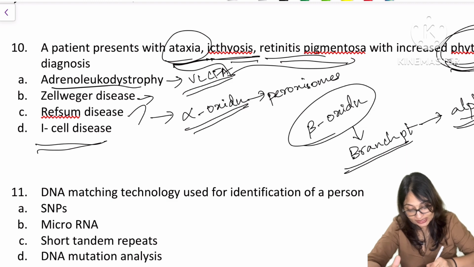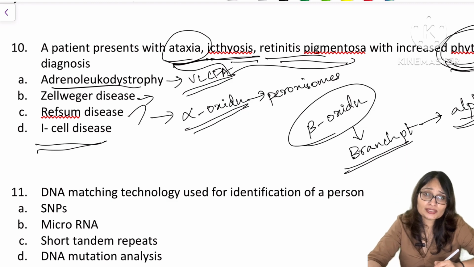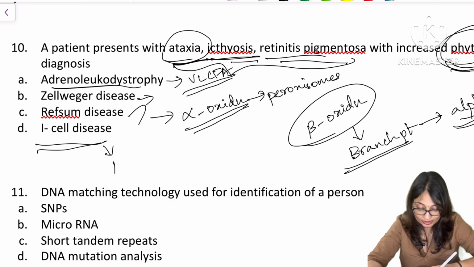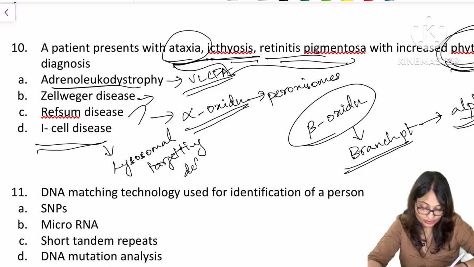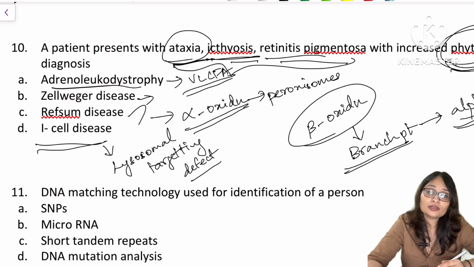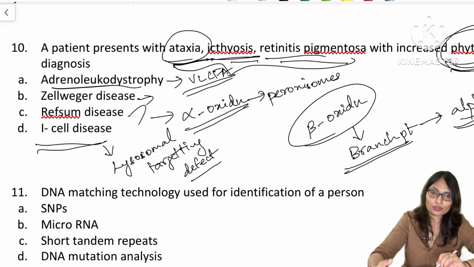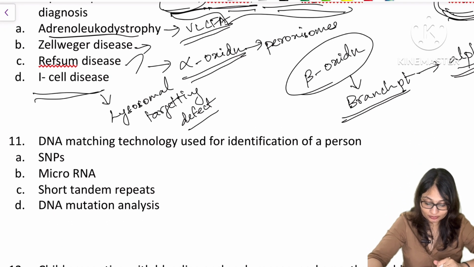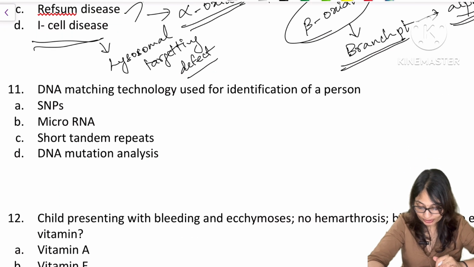What about I-cell disease, inclusion cell disease? That is due to a lysosomal targeting defect. Okay, a lysosomal protein targeting defect. So what is the enzyme defect here? Mannose 6-phosphate tag is not there, right? Yeah. Now let's go on to the next question here.